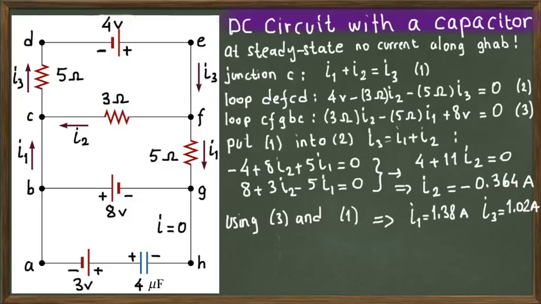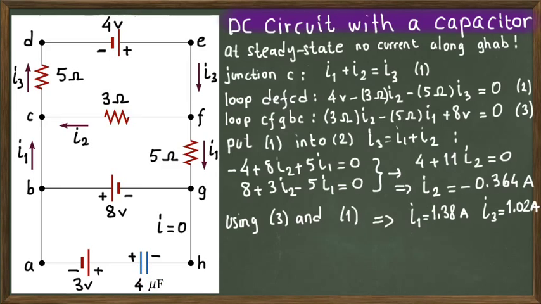Well, we are done with finding these currents, but there might be one question about this capacitance. Since there is no current flowing through this capacitance, because it is fully charged, the question might be: what is the charge then? The capacitance is given as 4 microfarads, and you may wonder what the charge on this capacitor is.